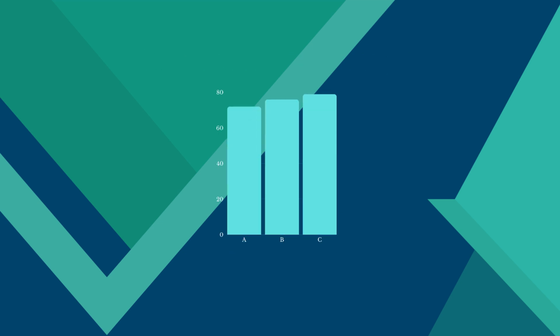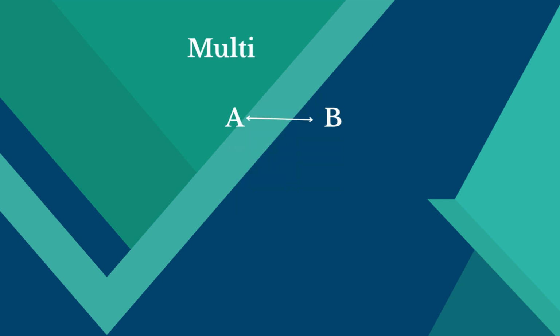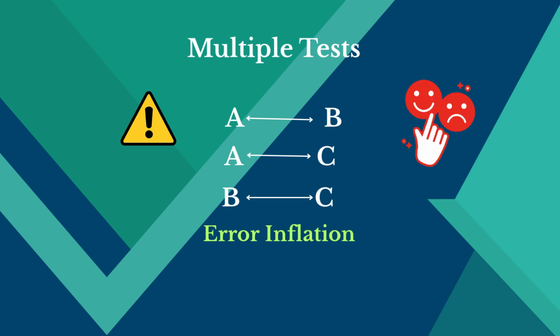So, you collect data, you calculate averages, and then comes the big question: which group is actually different? And is that difference real or just random noise? Now, here's the problem. If we compare groups two at a time using t-tests, like A versus B, A versus C, and B versus C, we increase confusion, error, and also the risk of false conclusions.